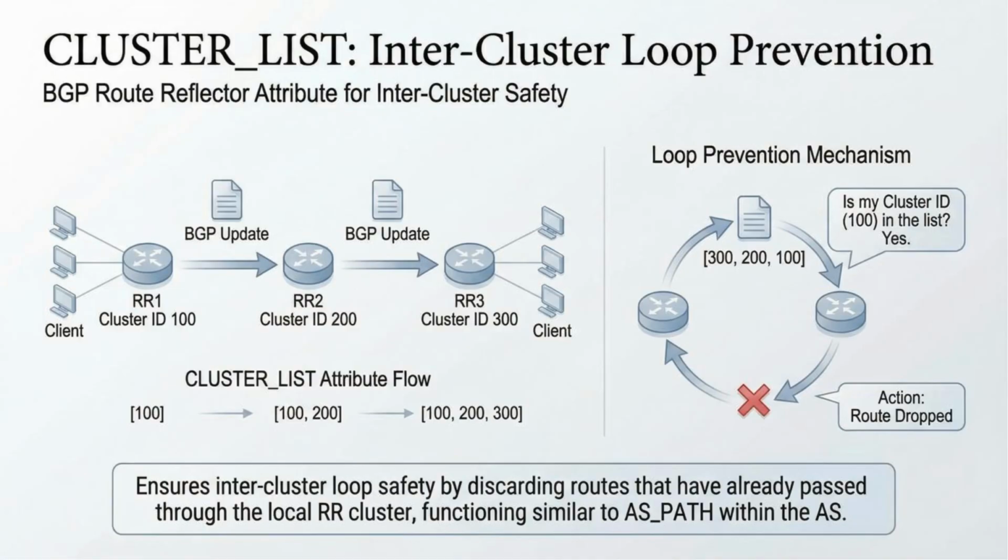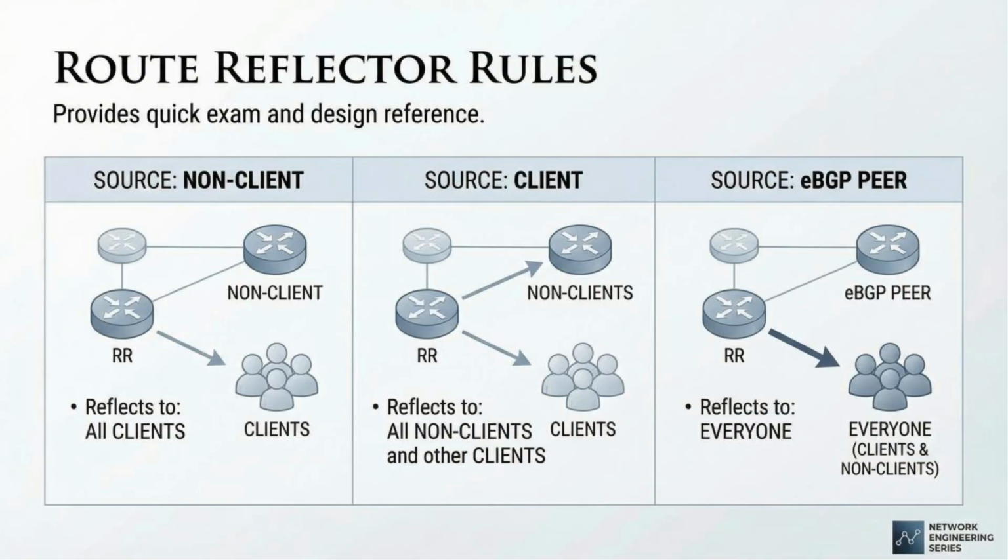For the CCNP exam and real-world design, you need to know the reflection rules. If a route is received from a non-client, like an eBGP peer or a standard iBGP peer, the RR reflects it to all clients. If a route is received from a client, the RR reflects it to all non-clients and other clients. If a route is received from an eBGP peer, it reflects to everyone.